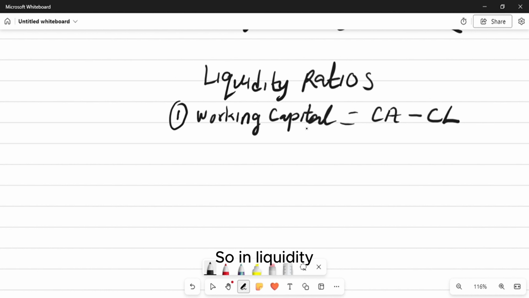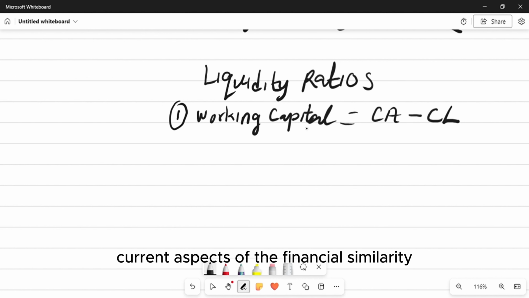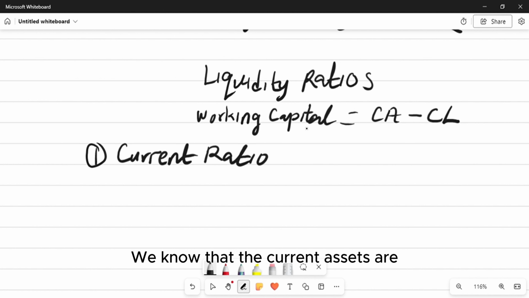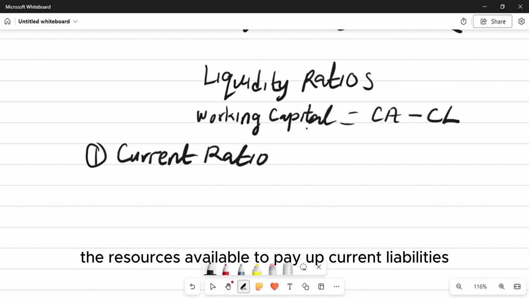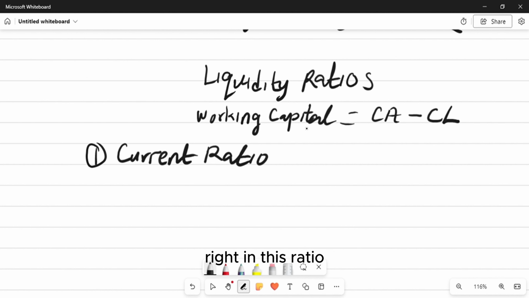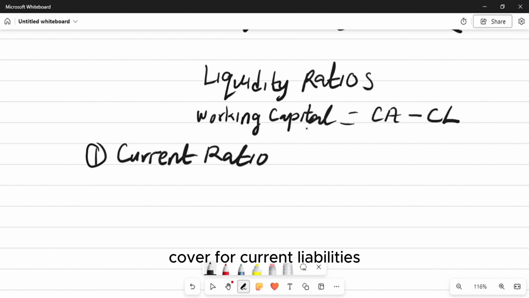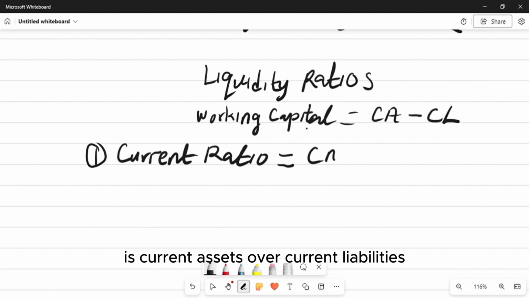So in liquidity ratios, we're going to deal normally with the current aspects of the financial statement, that is the current assets and then the current liabilities. So the first formula we're looking at is the current ratio. We know that the current assets are the resources available to pay up current liabilities, right? In this ratio, the current asset is the numerator, and this ratio therefore tells us to what extent current assets provide cover for current liabilities. You can see that the formula should be current assets over current liabilities.